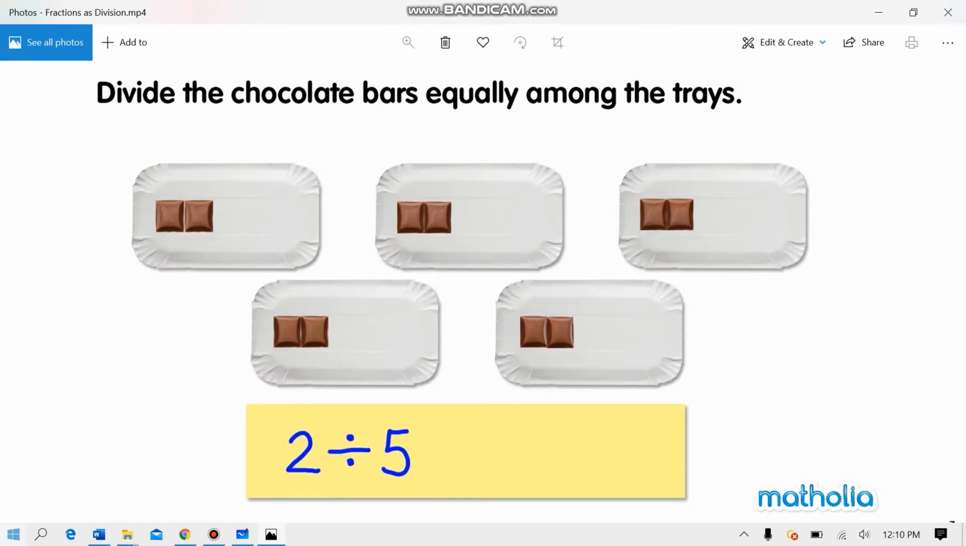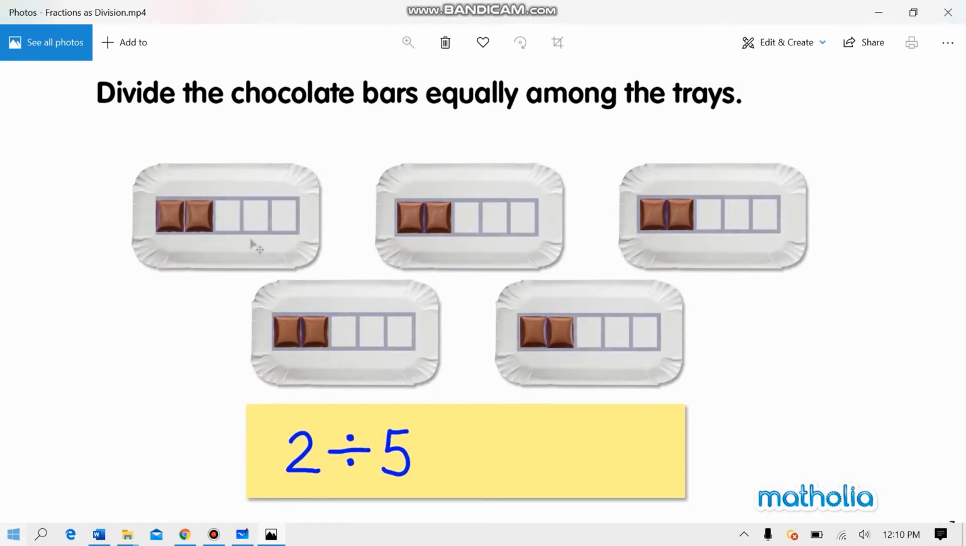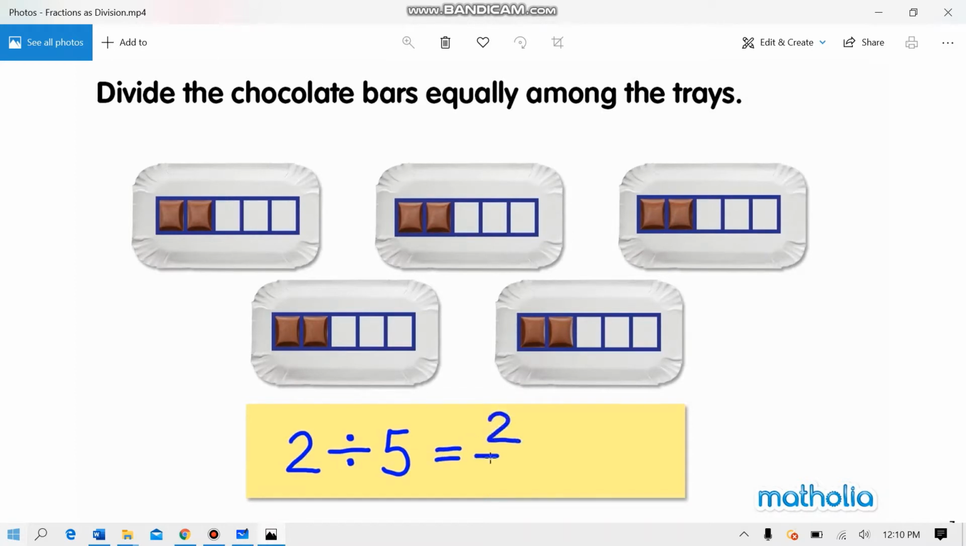We have divided the 2 chocolate bars equally among the trays. So each tray contains 2/5 of a bar of chocolate. So 2 divided by 5 is equal to 2/5. So when dividing two whole numbers, it can be expressed as the dividend equal to the numerator and the divisor equal to the denominator.